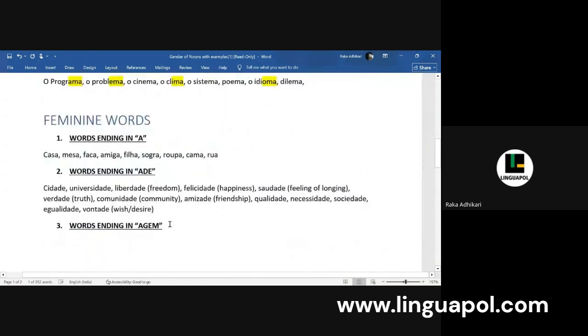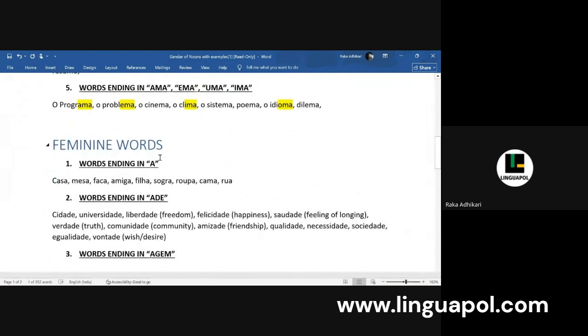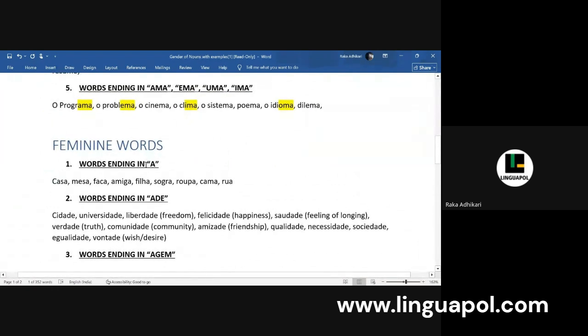Now let us move on to the feminine words. Under the feminine words, first rule itself is words ending in a. We have also seen a lot of words in the chat box from you. Then we can see some words here: casa, mesa, faca, amiga, filha, sogra, roupa, cama, rua. I hope you know the meaning of all these words.